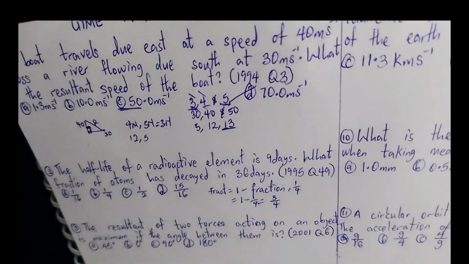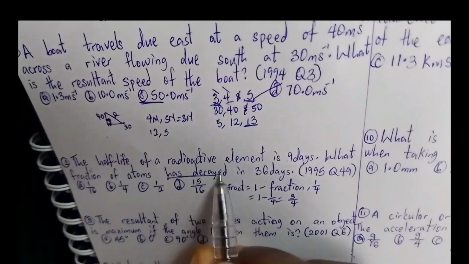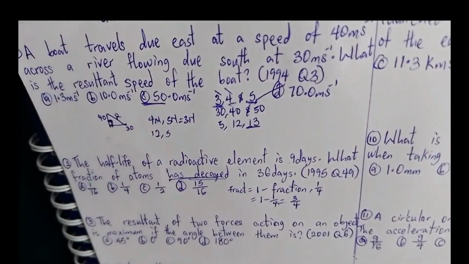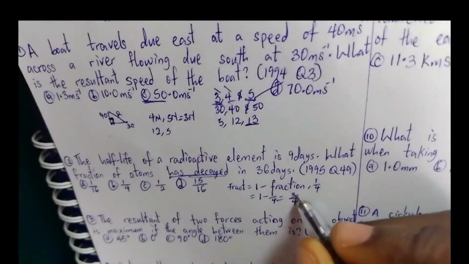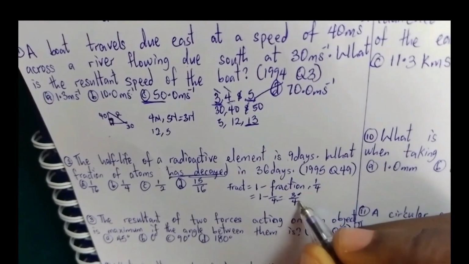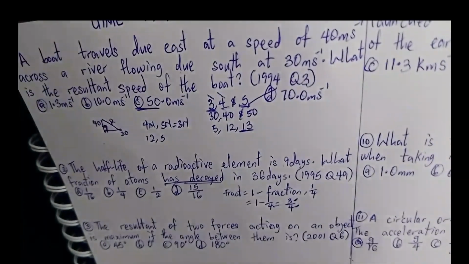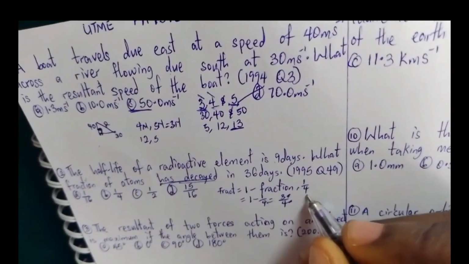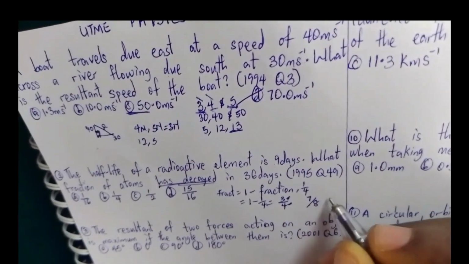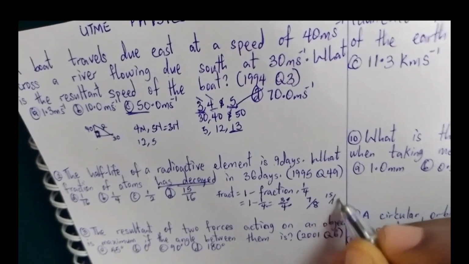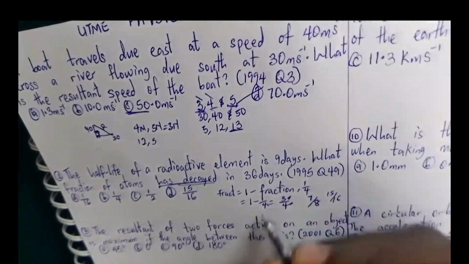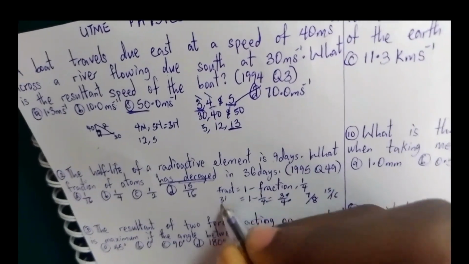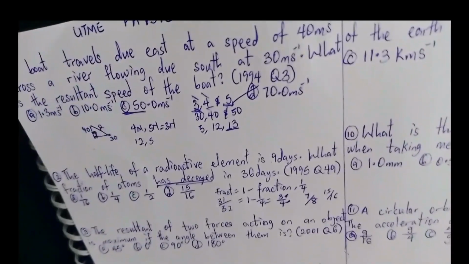If you see a question on this in exam, anytime they ask you for fraction that has decayed, the correct answer will be that the numerator will be 1 less than the denominator. That is, the numerator will be 1 less than the denominator. If you will have something like 7 over 8, something like 15 over 16, something like 31 over 32. I think you get it.